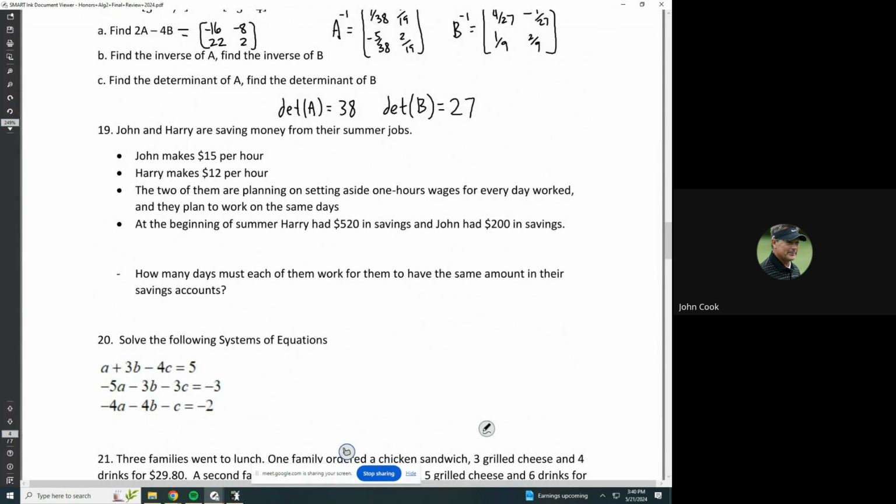John and Harry are saving money from their summer jobs. John makes 15 per hour. Harry makes 12 per hour. The two of them are planning on setting aside 1 hour's wages for every day worked, and they plan to work on the same days. At the beginning of summer, Harry has $520 in savings. John has $200 in savings. How many days must each of them work for them to save the same amount in their accounts?